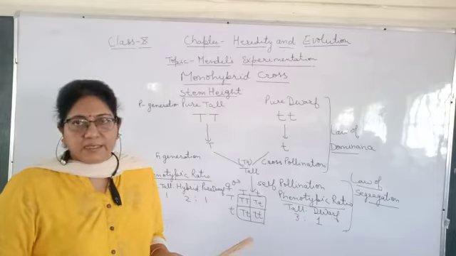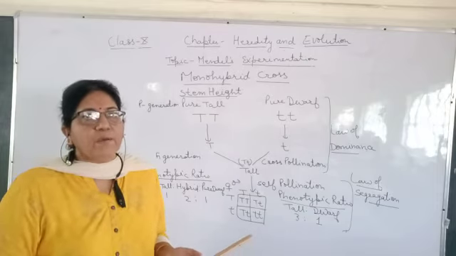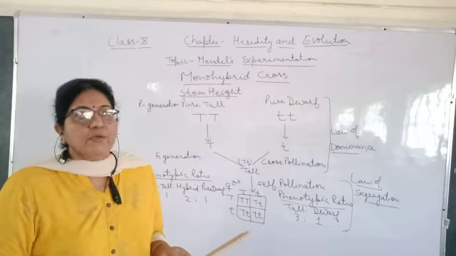So you can also practice with another trait, that is the flower color, where violet and white flowers are there. The violet is dominant and the white is recessive. So do practice.